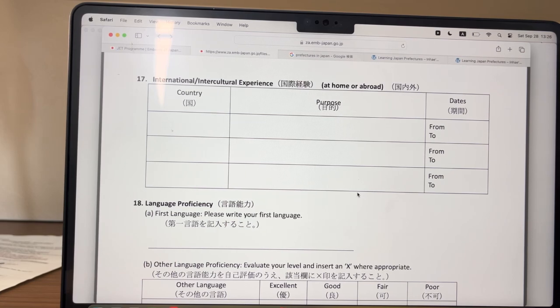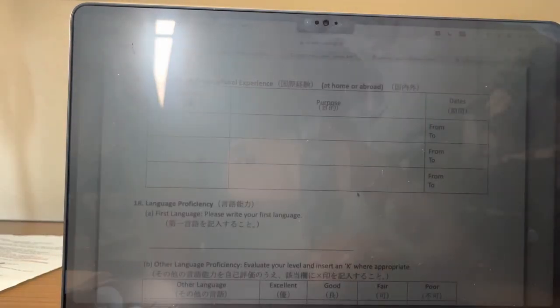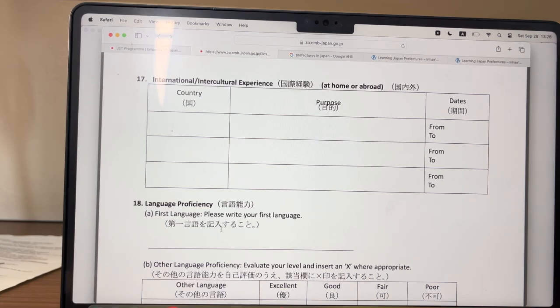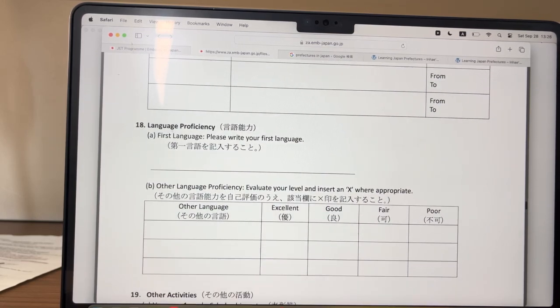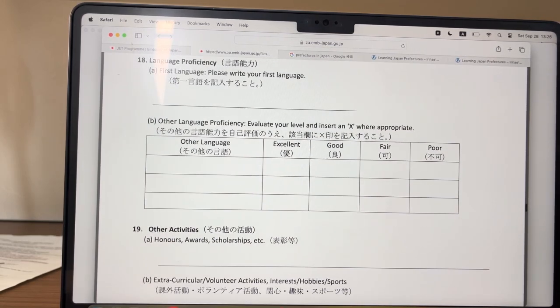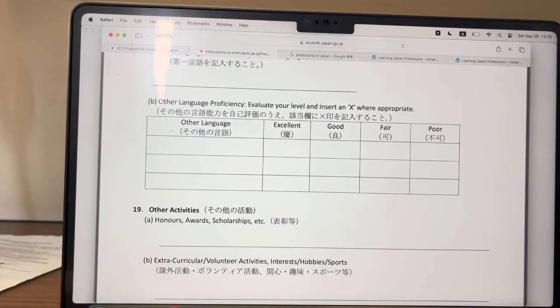They are talking about language proficiency. First language: please write your first language. In my case, my first language is Sepedi, and I know that for some people their first language is Zulu, Tsonga, Shivenda, you name it, or even English. And then we move on to 18B, other language proficiency.